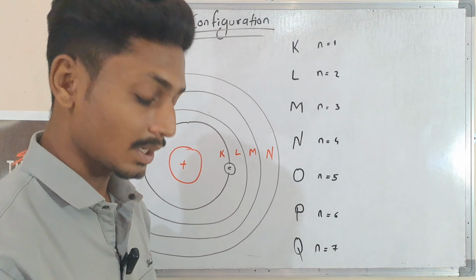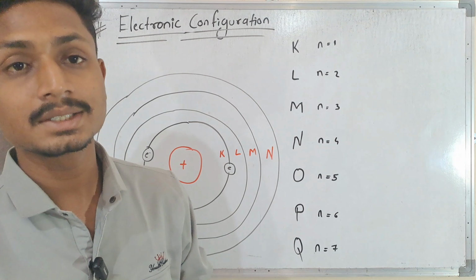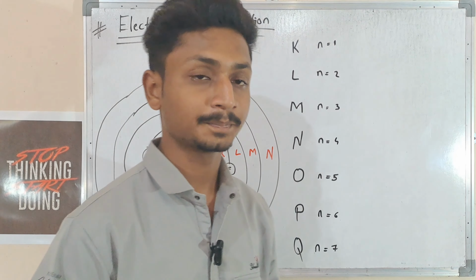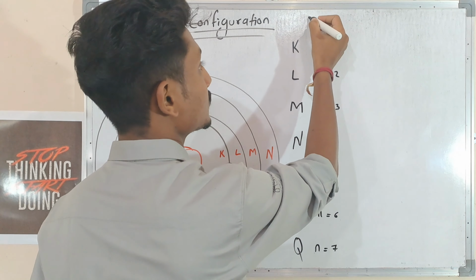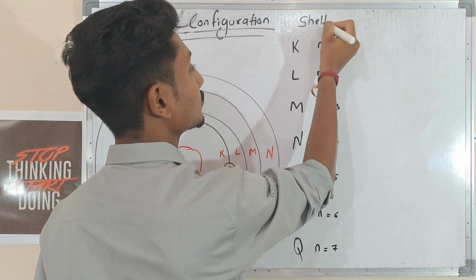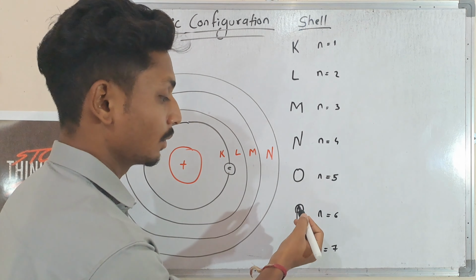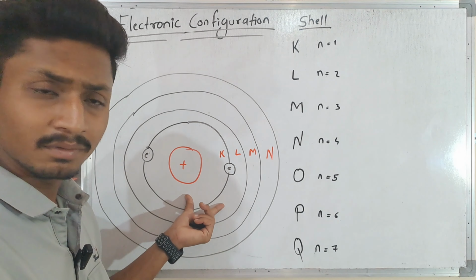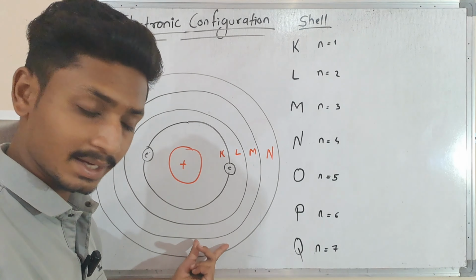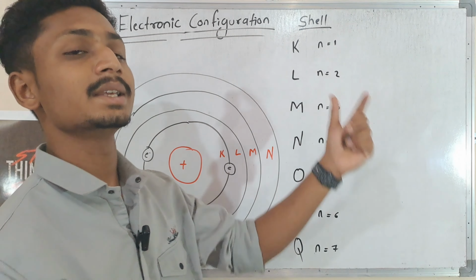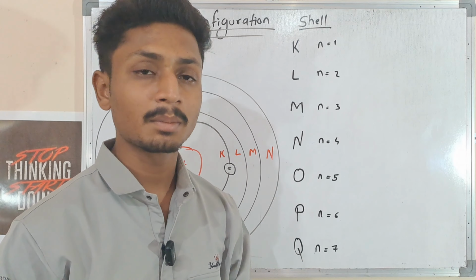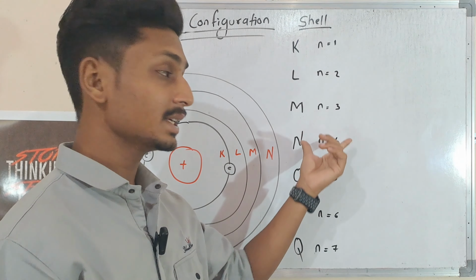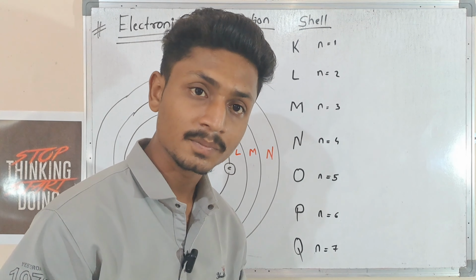Shells contain subshells. Every shell has a specific number of subshells. The shells K, L, M, N, O, P are known as energy level 1, energy level 2, energy level 3, energy level 4. N is the principal quantum number: n is 1, 2, 3, 4, and energy levels 5, 6, 7.